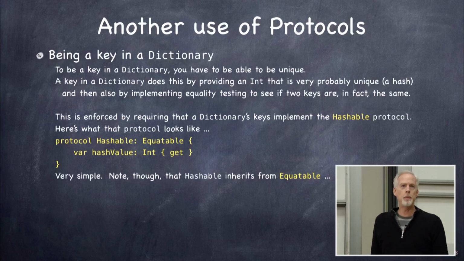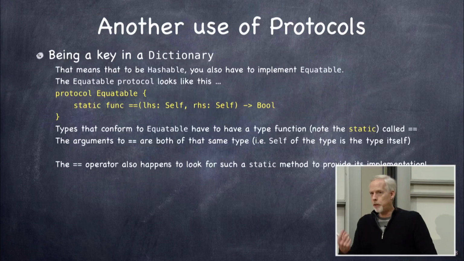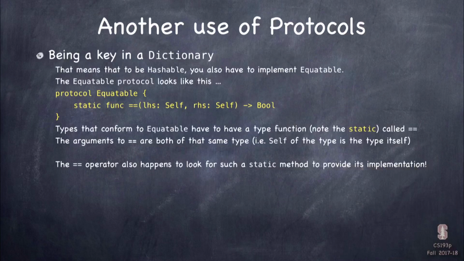Now, let's look at equatable, okay, because that's another protocol that is inherited and thus required here. What does that look like? That's a very simple protocol as well. It has one function in it, one method, which is static, meaning it's on the type, like getUniqueIdentifier was in card, remember that? And its name is equals equals. In Swift, remember, names of methods can be like emoji.